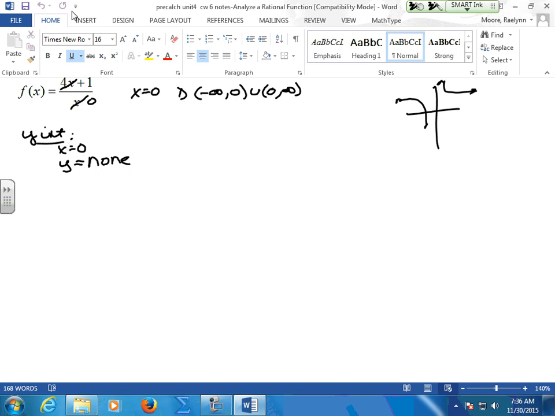Does it make sense? Did we see it cross the y-axis when you graph? No. Do we have an x-intercept according to your graph? Yes. Okay, so let's work your x-intercept. Your x-intercept is the zeros of your numerator. So what's your numerator? 4x plus 1. So set it equal to 0.